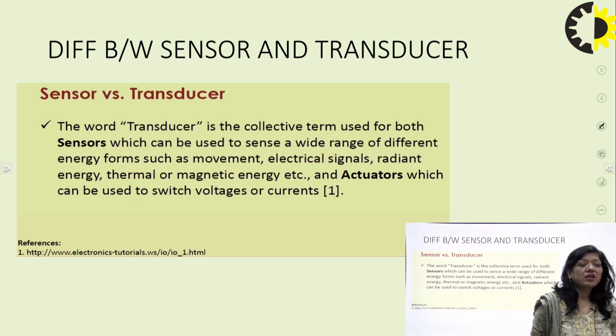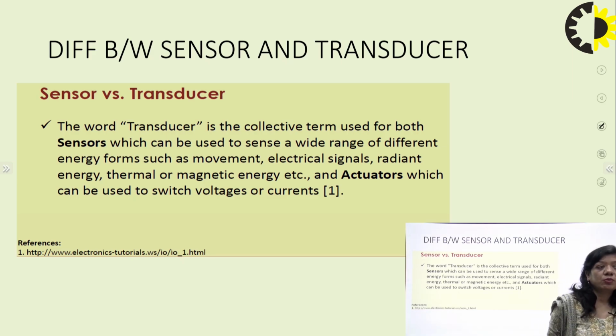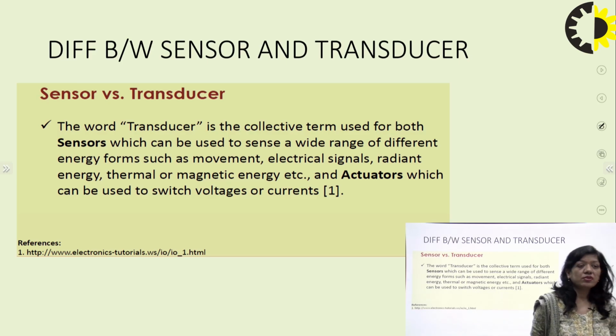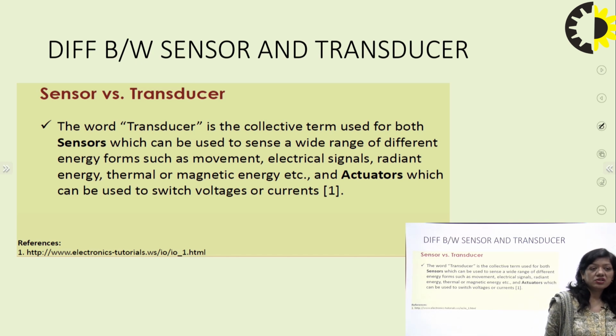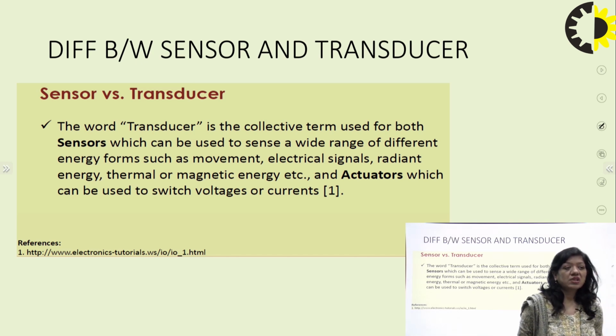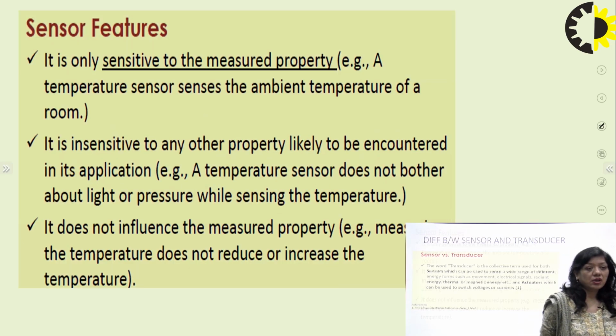The word transducer is a collective term used for both sensors, which can be used to sense a wide range of different energy forms such as movement, electrical signal, radiant energy, thermal or magnetic energy, etc., and actuators, which can be used to switch voltage into current.